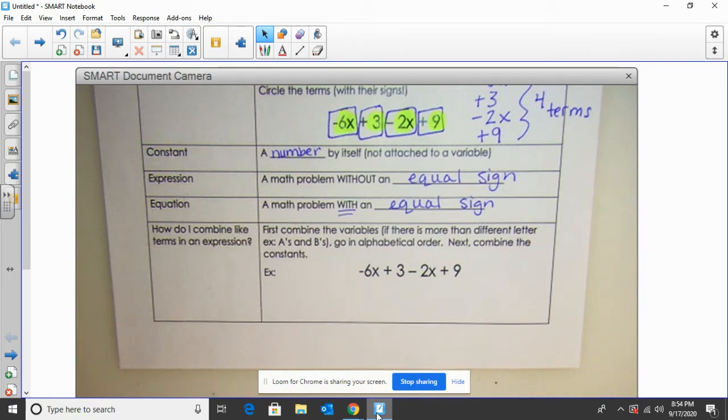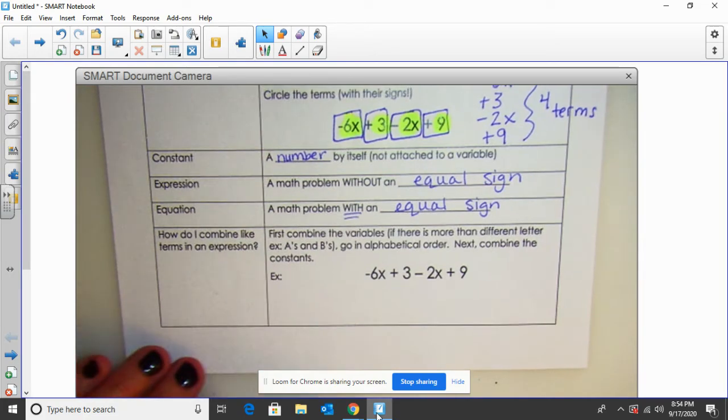If you happen to have different colors at your desk, I think that's a great idea because once you copy down the expression, I like to practice using different colors to identify the ones that can go together. Okay, otherwise, if you don't have different colors, you can simply use different shapes when you draw around, and you'll see what I'm talking about. It says first to combine the variables. If there's more than one different letter, example A's and B's, go in alphabetical order. Then you combine the constants. So let's look for the variable terms first.